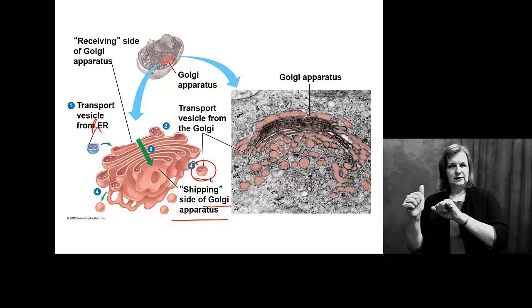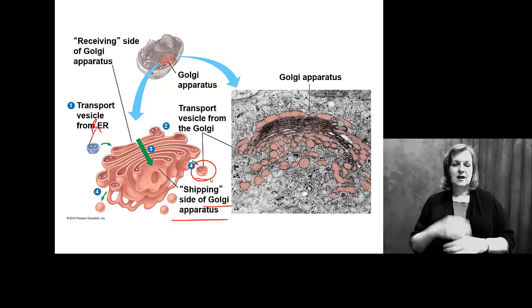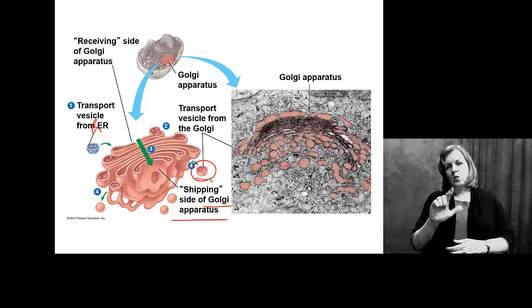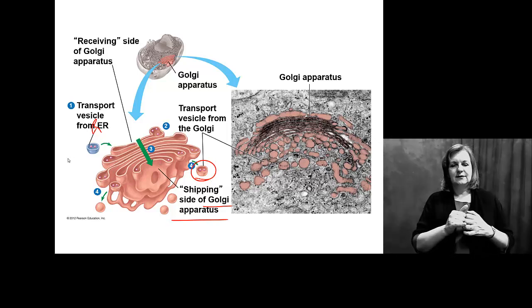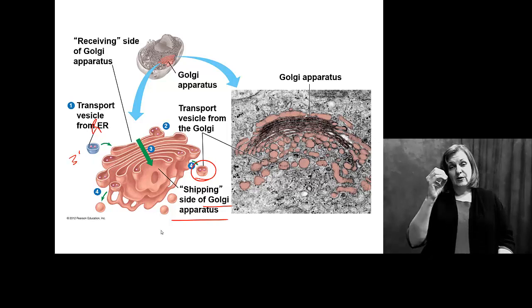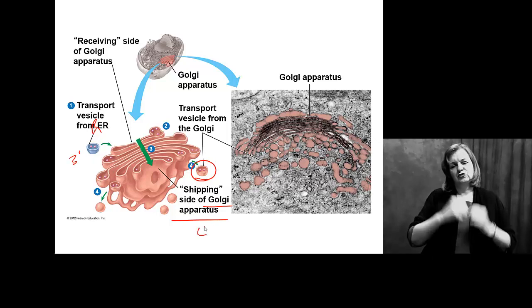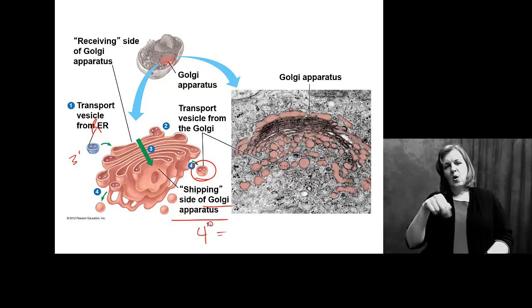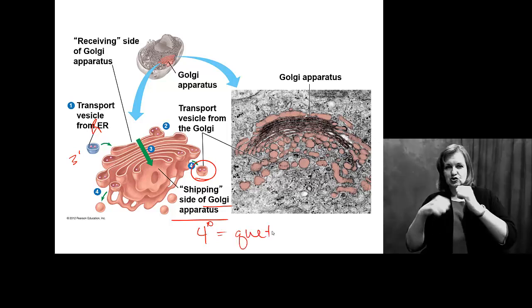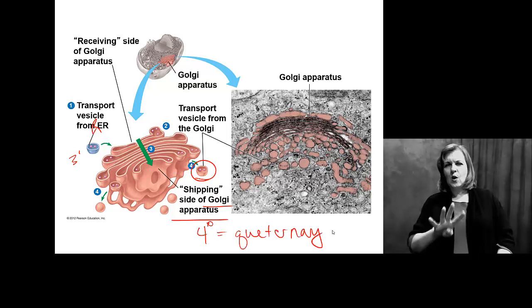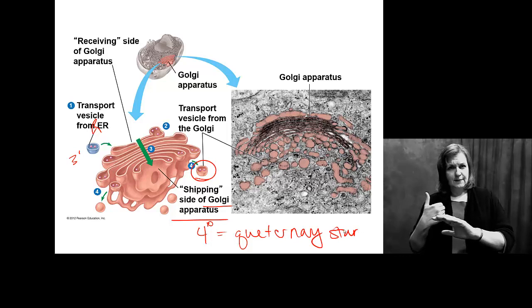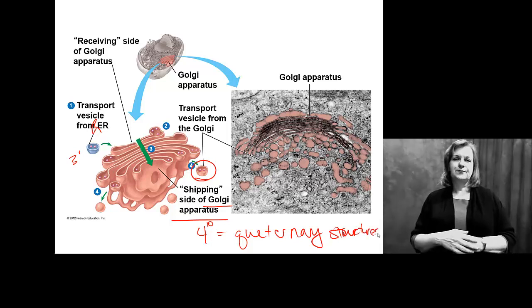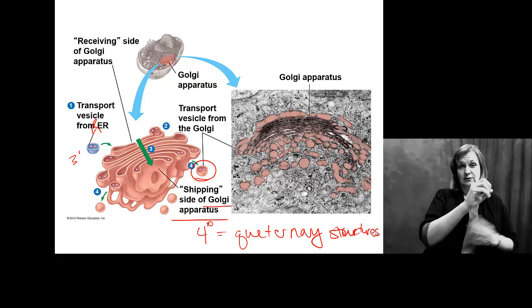So this processing part of it all occurs because perhaps these proteins actually come in as a tertiary structure, and maybe they actually need to be a quaternary structure. We talked about quaternary structures of proteins before. So this is a place where you would build those.